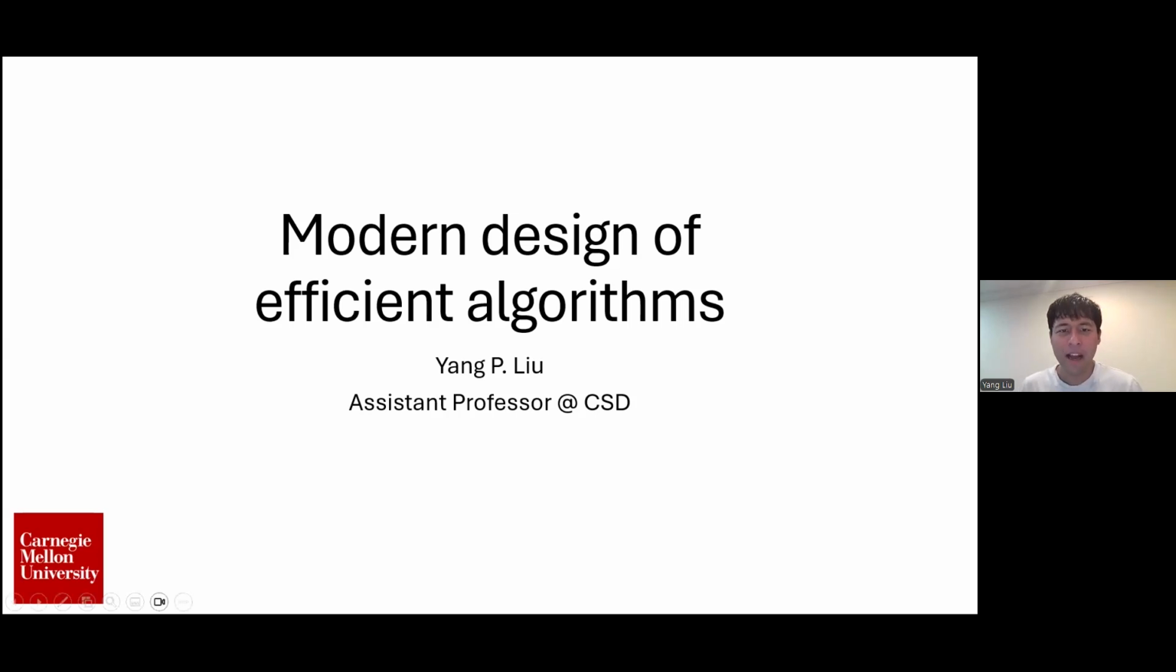Hi, I'm Yang Liu, and I'm going to be starting as an assistant professor in the computer science department in spring of 2025. I wanted to tell you about my research, which is on the modern design of efficient algorithms.